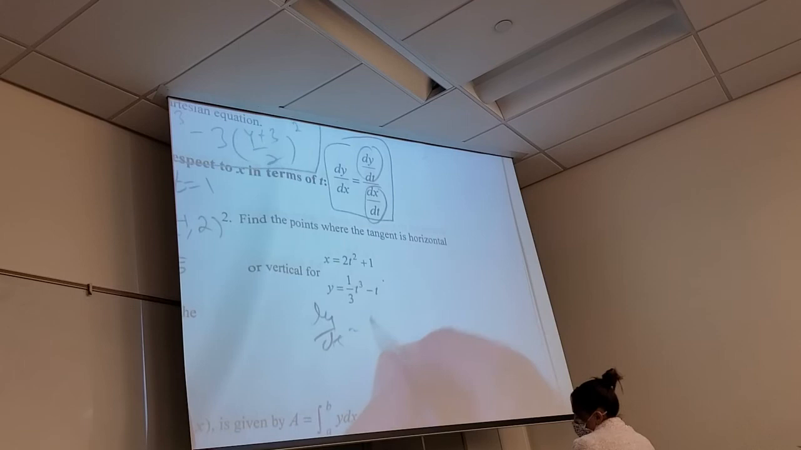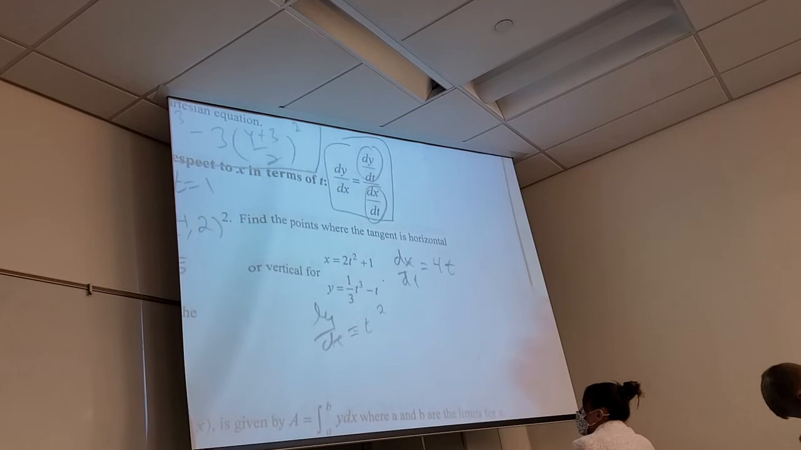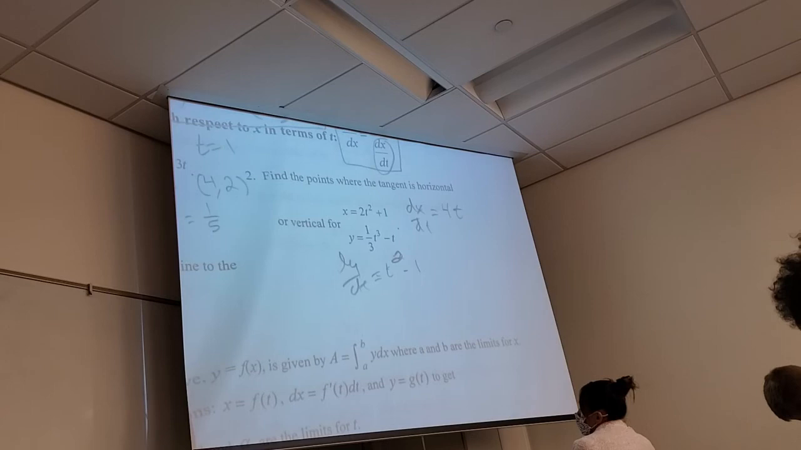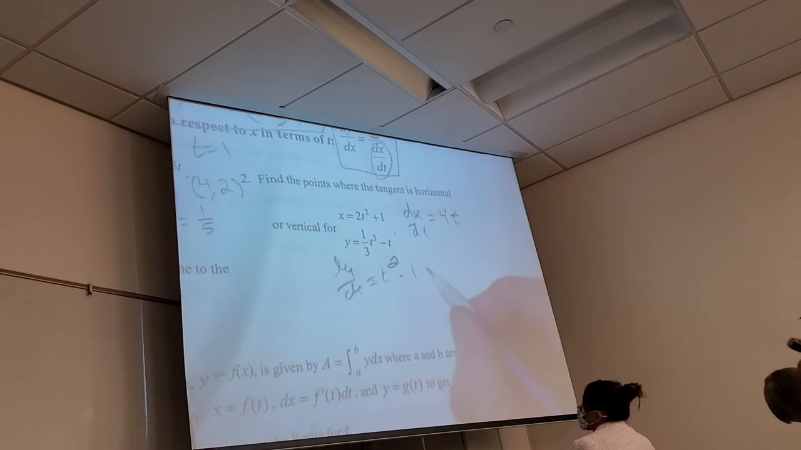Dy/dt. So these are not zero at the same place, right? So when is a curve going to be horizontal? When the slope is zero. Slope is zero when the top of the fraction is zero. So if I look at dy/dt, when is this equal to zero? So horizontal will be t equal to 1, negative 1.